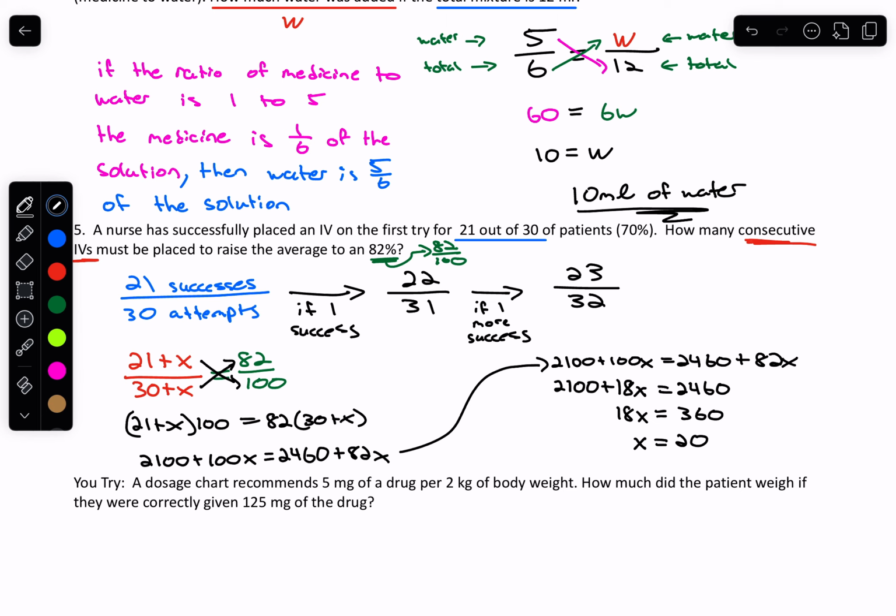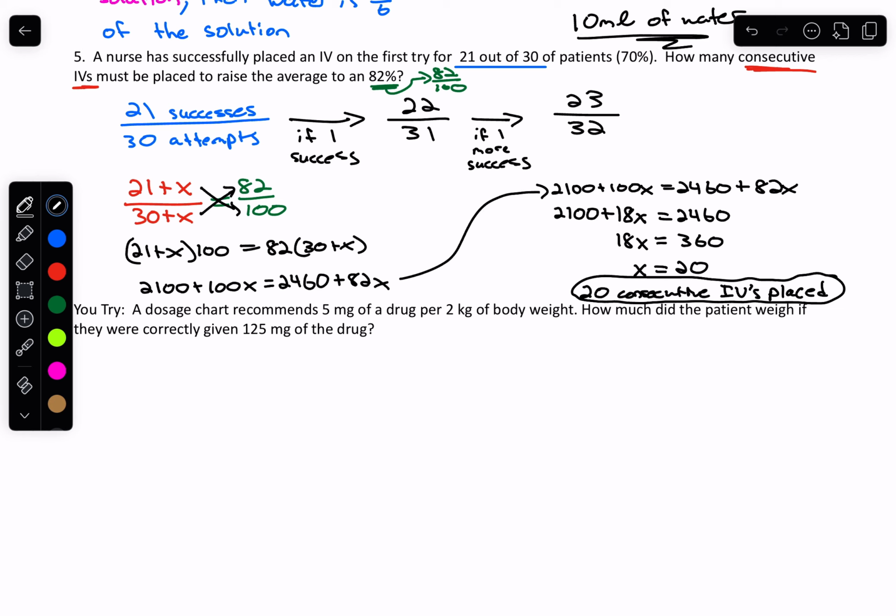So what that means is that the nurse needs to place 20 successful IVs in a row, or consecutively, in order to raise the average to be 82%. So we need 20 consecutive IVs placed. And if the nurse can do 20 IVs in a row, the new average of successes will be 82%. All right, last one is a you try, so please go ahead and pause the video if you haven't done so to practice already.